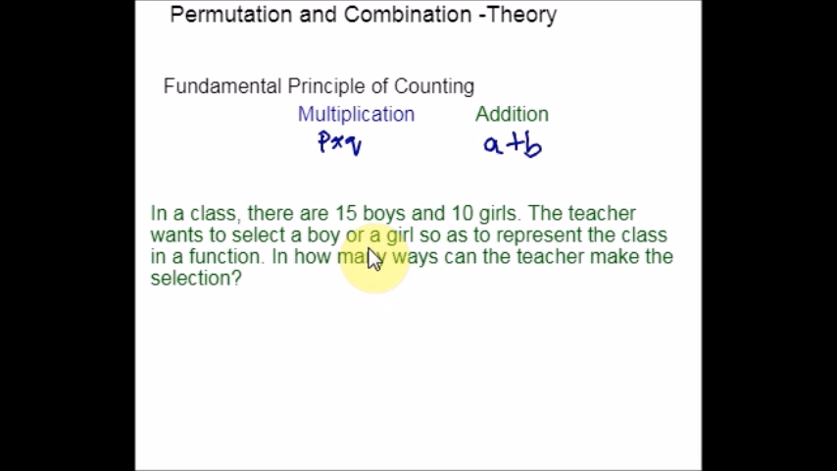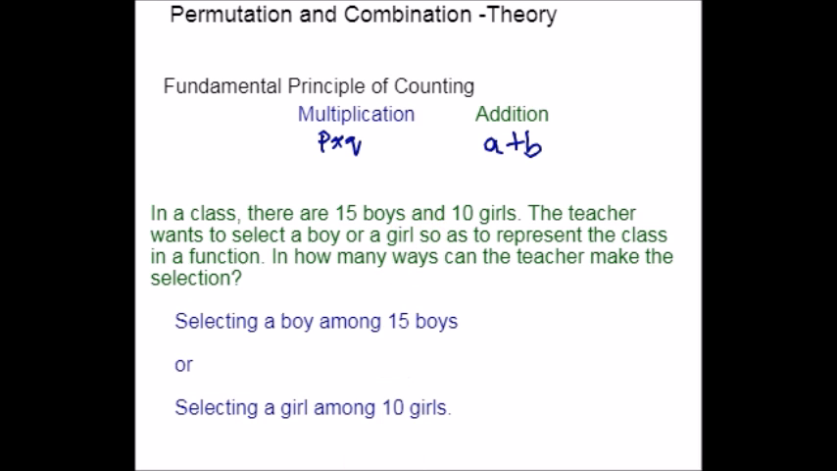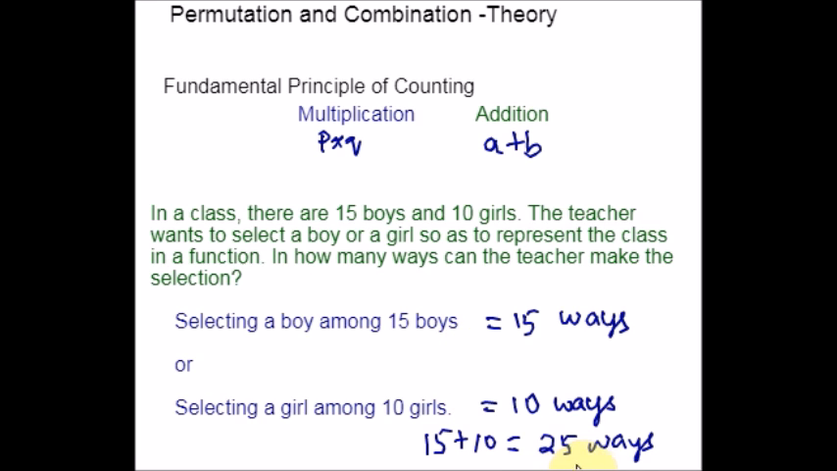So here the teacher has to perform either of the two jobs. Either she has to select a boy among 15 boys or she has to select a girl among 10 girls. These are the two tasks. The first task can be accomplished in 15 ways and the second task can be accomplished in 10 ways. By the fundamental principle of addition, either of the two jobs can be accomplished in 15 plus 10 ways. You just have to add the number of ways. So totally 25 ways. The teacher can make the selection of either a boy or a girl in a total of 25 ways.